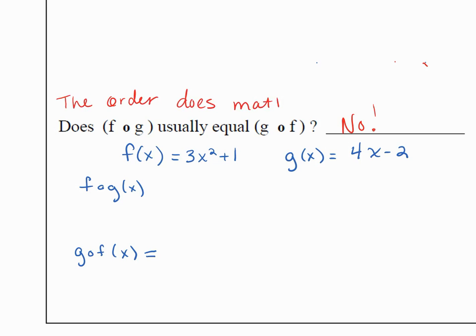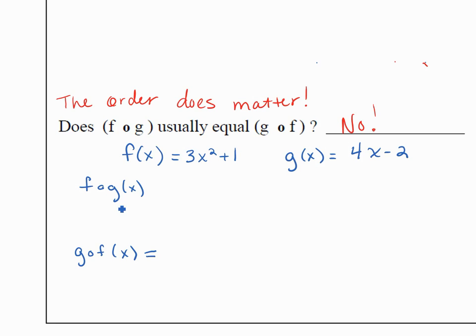Okay, so you may not be believing me too much right now, because the example we just saw that didn't happen. So let's look at one more example. Let's look at f of x equals 3x squared plus 1, and g of x equals 4x minus 2. And let's do it both ways. Let's do f composed with g of x and g composed with f of x.